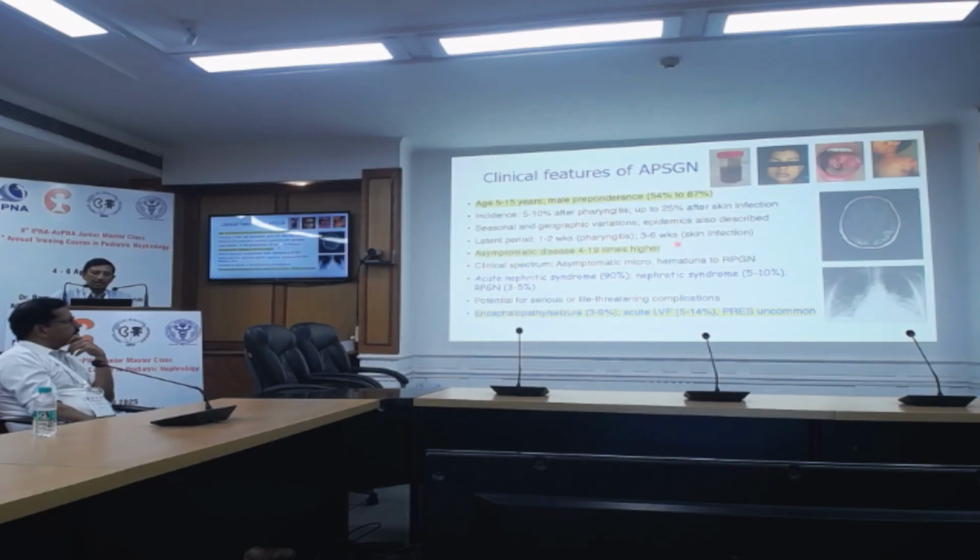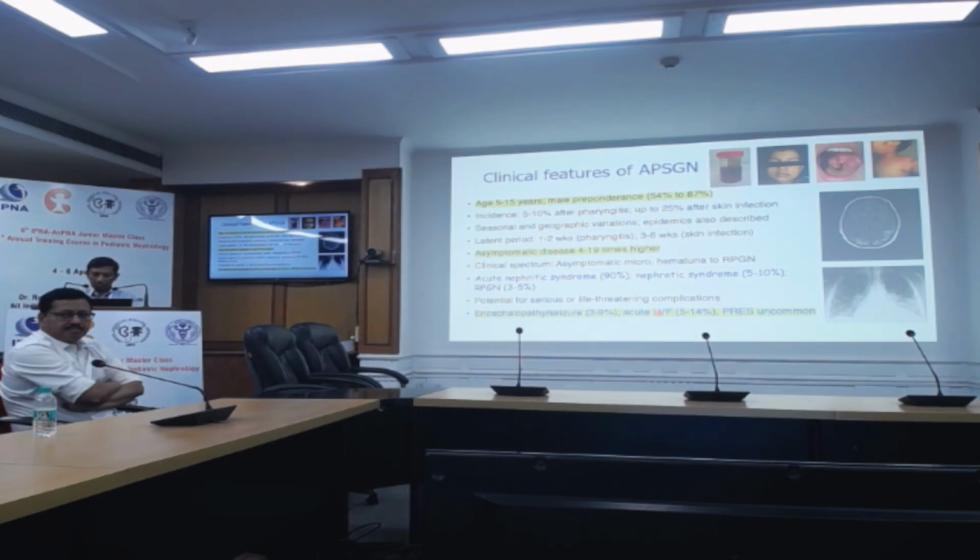A large number of patients are asymptomatic, and that is why we are unable to say exactly about the incidence of the disease. The clinical spectrum varies from asymptomatic microscopic hematuria up to a rapidly progressive or crescentic form of disease. But typically, the patient presents with a nephritic syndrome-like picture in almost 90% of patients, and nephrotic syndrome or RPGN is a rare presentation. However, some patients might develop encephalopathy and seizures, usually secondary to accelerated hypertension, or even LVF, and PRES could also be seen. Most of these potentially serious life-threatening complications, if managed well, are easily reversible.